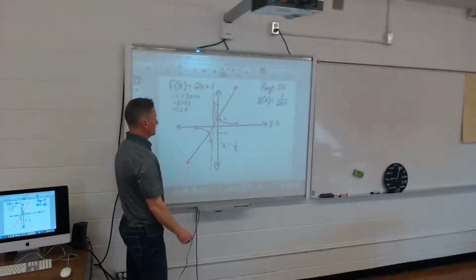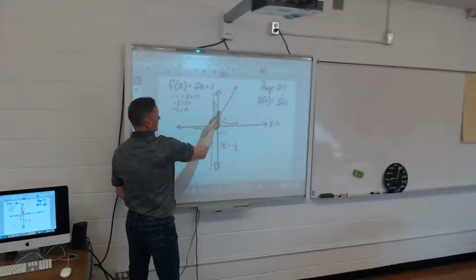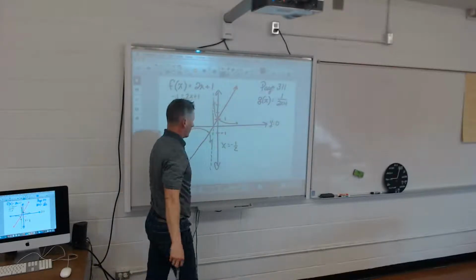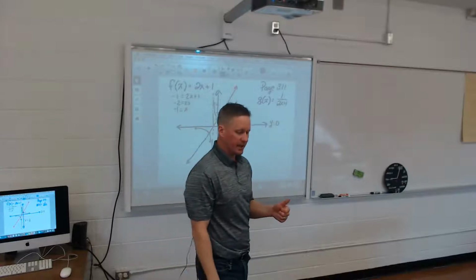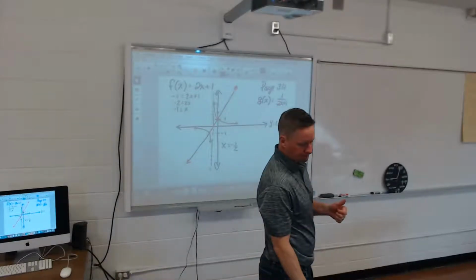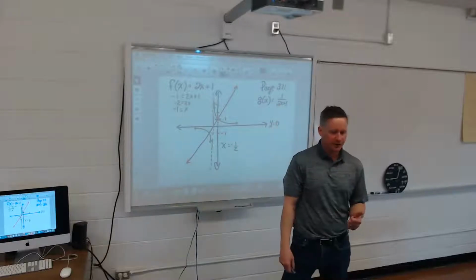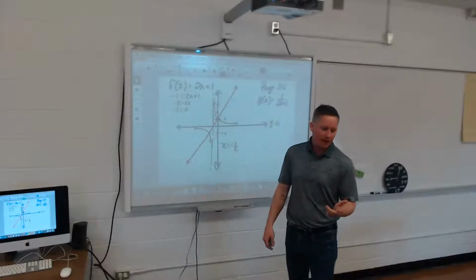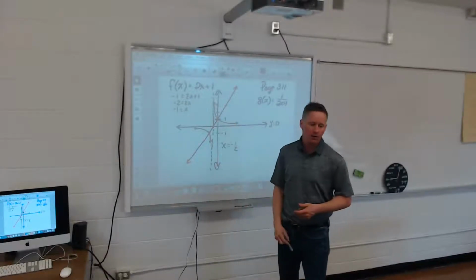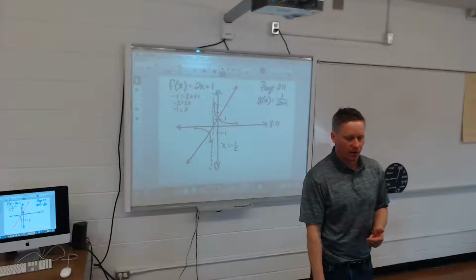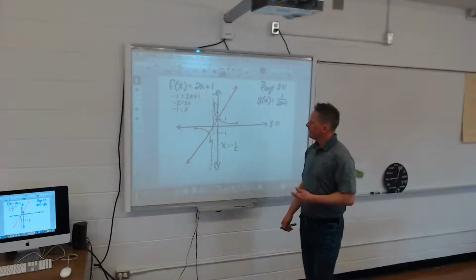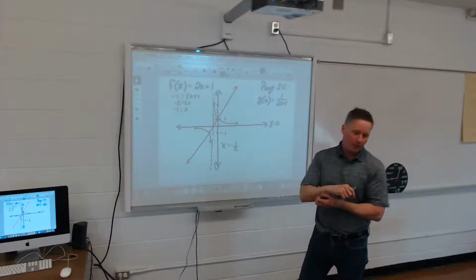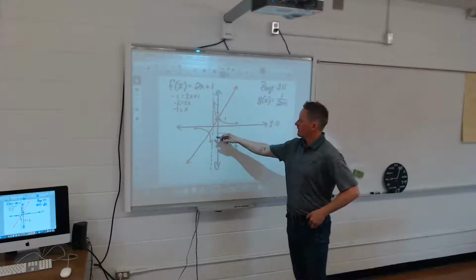So the green is my new graph. The red was 2x plus 1, and the green graph is 1 over 2x plus 1. So the first thing that I do is I draw my original graph, which was 2x plus 1. And then the second thing that I do is I mark off my asymptote. So that's where y equals 0. That's where my original graph crosses the y-axis or the x-axis. My third thing that I do is I put my invariant points in. And then the fourth thing I do is I draw my sketch, and I sketch it.